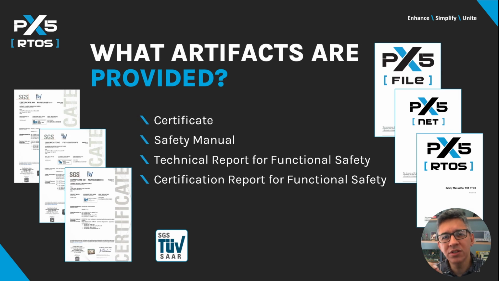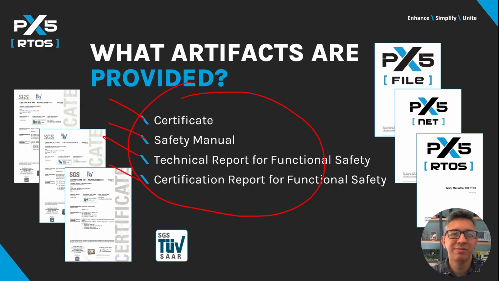PX5 provides all the necessary artifacts for your certification process. So for each component, this will include the TÜV certificate, the safety manual, technical report, and certification report. Using all of these artifacts, developers can solely concentrate on their device firmware.